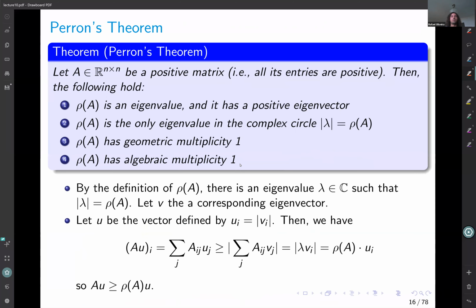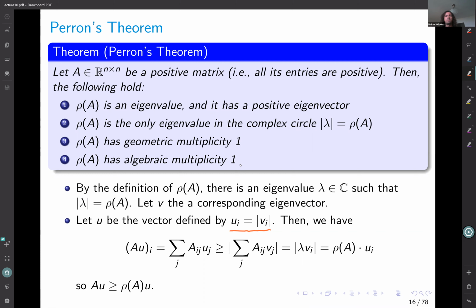Now, here's the thing. We're going to define U to be the vector given by taking every coordinate of your eigenvector and making it the norm of that entry. Does that make sense? So V is a complex vector, but now we're taking U to be a real vector. Each entry of U is the absolute value of the corresponding entry of V. Great.